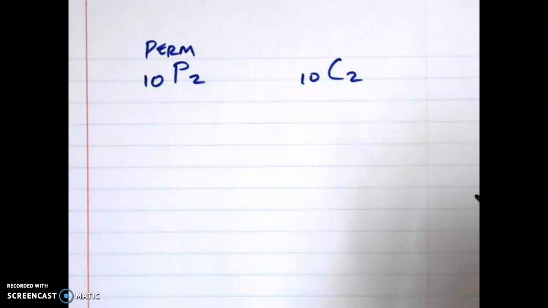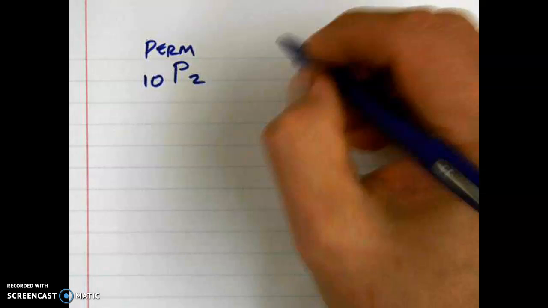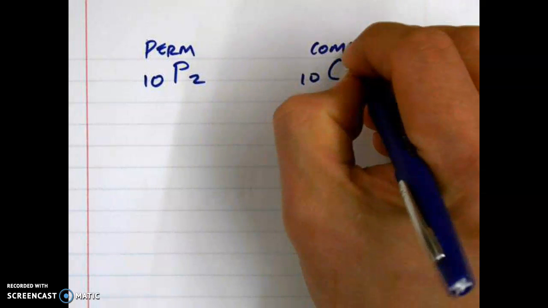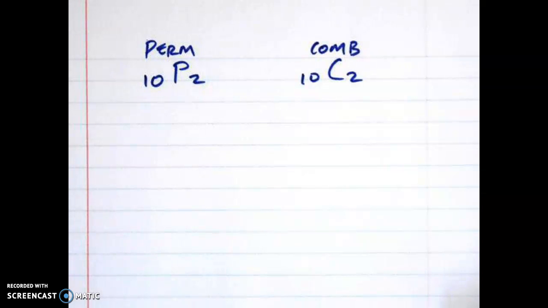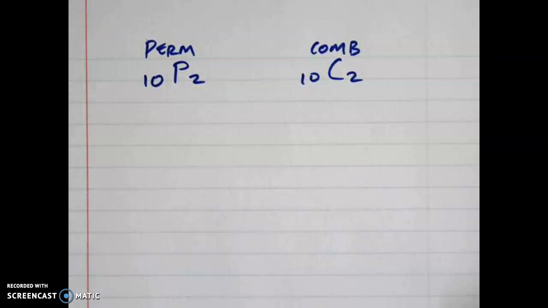So let's do a side-by-side comparison between the permutations and the combinations. Okay? 10P2 and 10C2. Let's do a little side-by-side comparison.